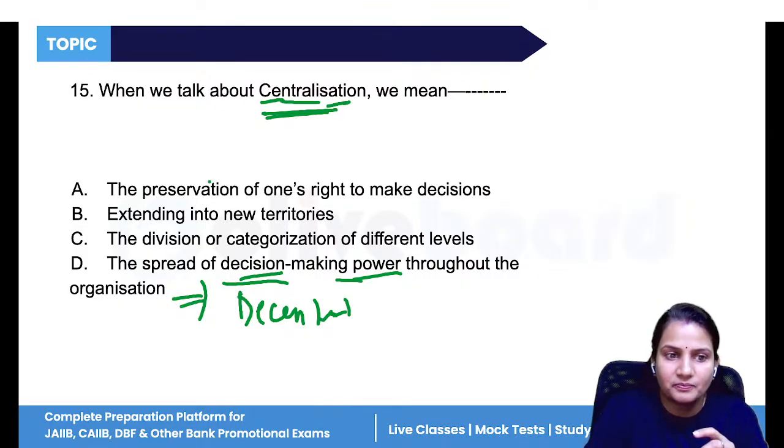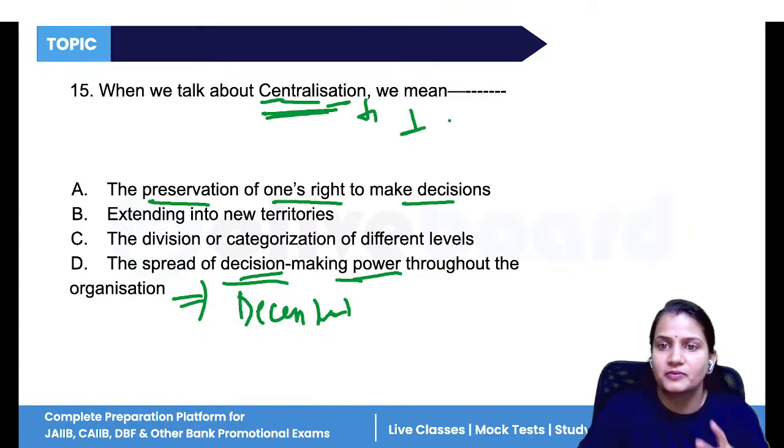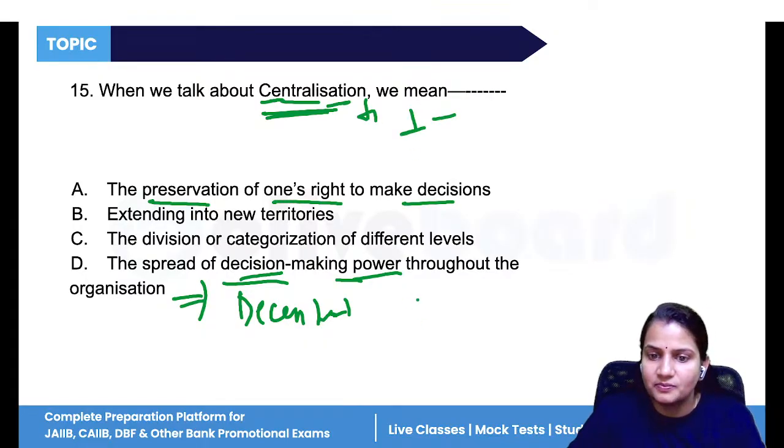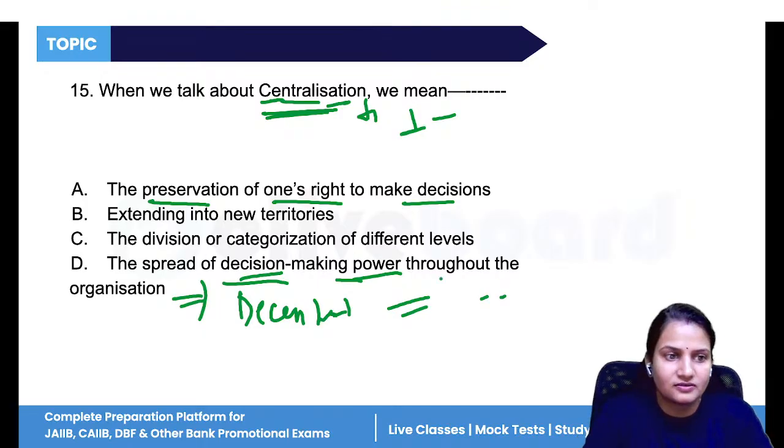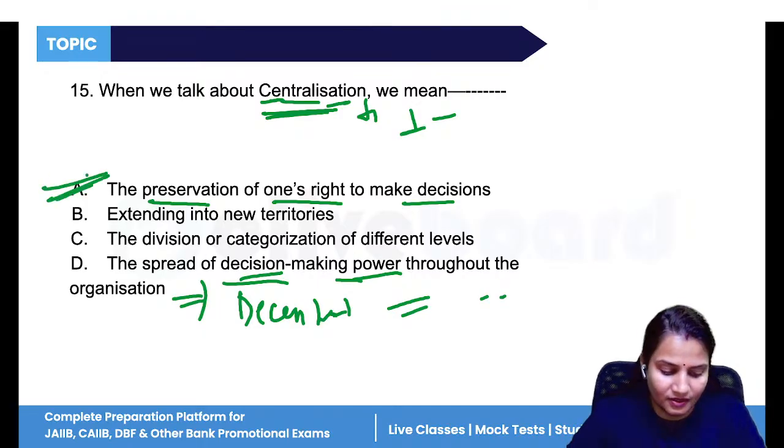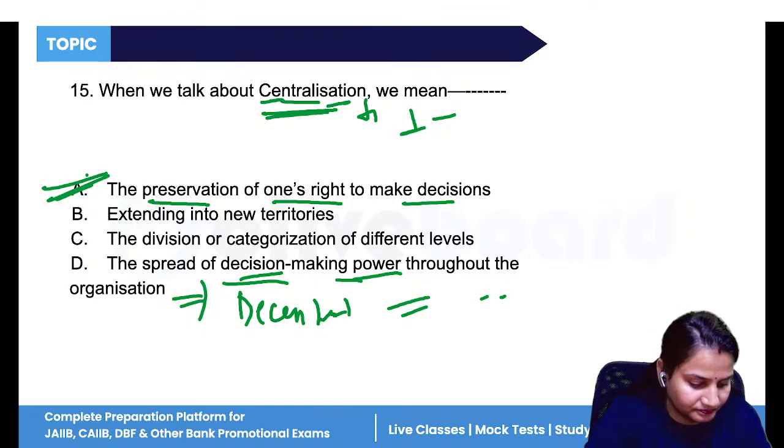In centralization, the preservation of one's right to make decisions. In centralization, one person will make the decision. In decentralization, the power is distributed. All right, so option A is the correct answer.